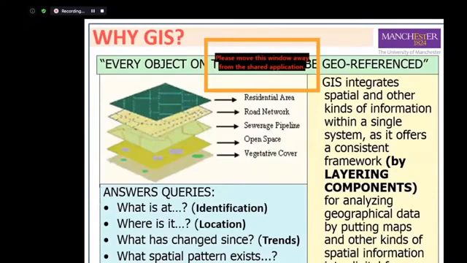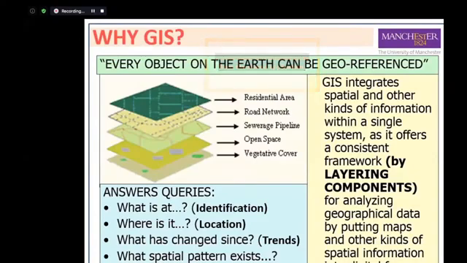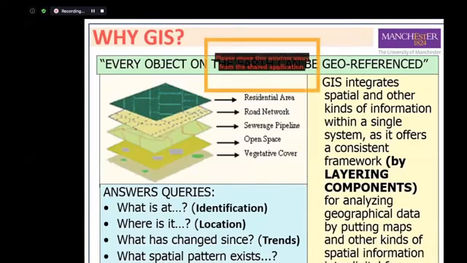So a few words about why GIS. Why use GIS? What is the necessity to use GIS? Because with GIS we can always find answers to 5 questions: What is it? What has changed since? What spatial patterns exist? And what if? That means identification of anything. Identification of forest cover, agriculture fields, mountainous landscape, river landscape, anything, and their locations.